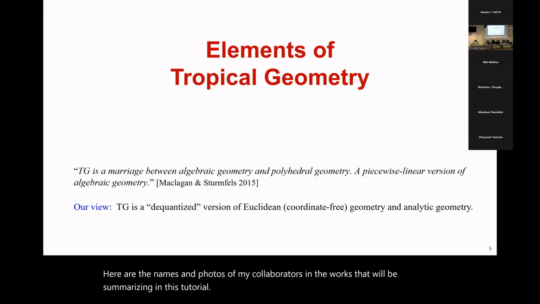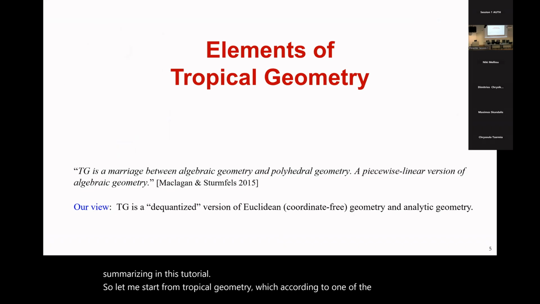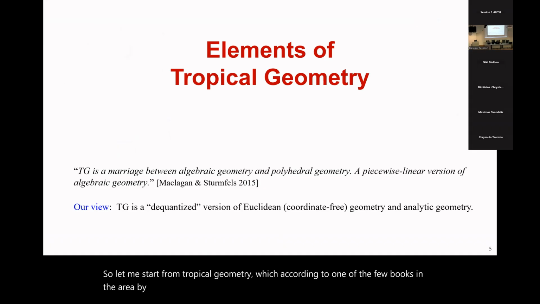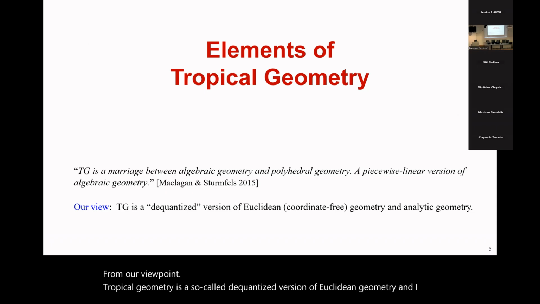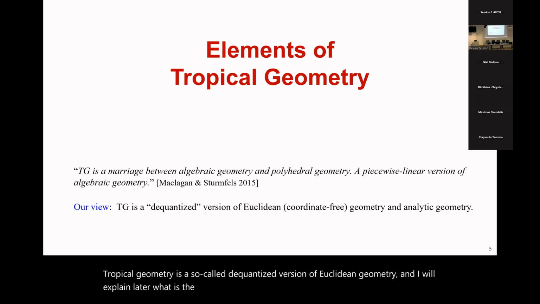So let me start from tropical geometry, which according to one of the few books in the area by Maclagan and Sturmfels, they essentially refer to it as a marriage between algebraic geometry and polyhedral geometry, or a piecewise linear version of algebraic geometry. From our viewpoint, tropical geometry is a so-called dequantized version of Euclidean geometry, and I will explain later what is the meaning of this process called dequantization.